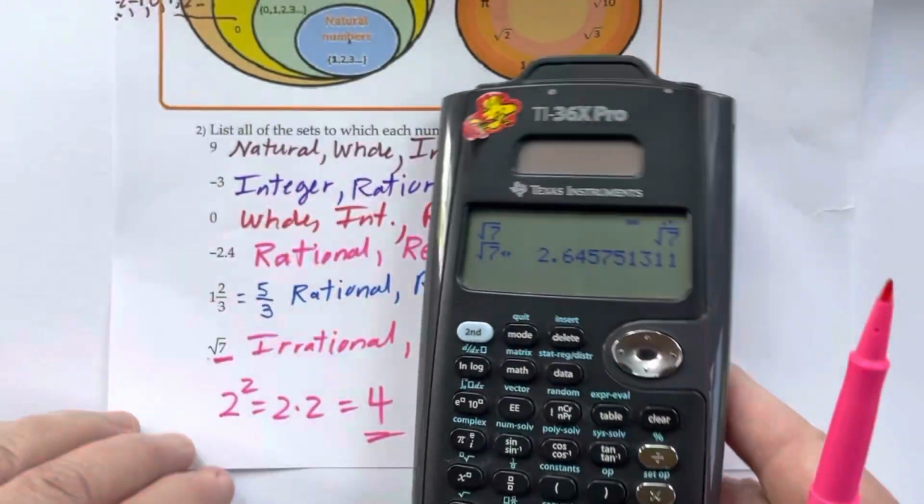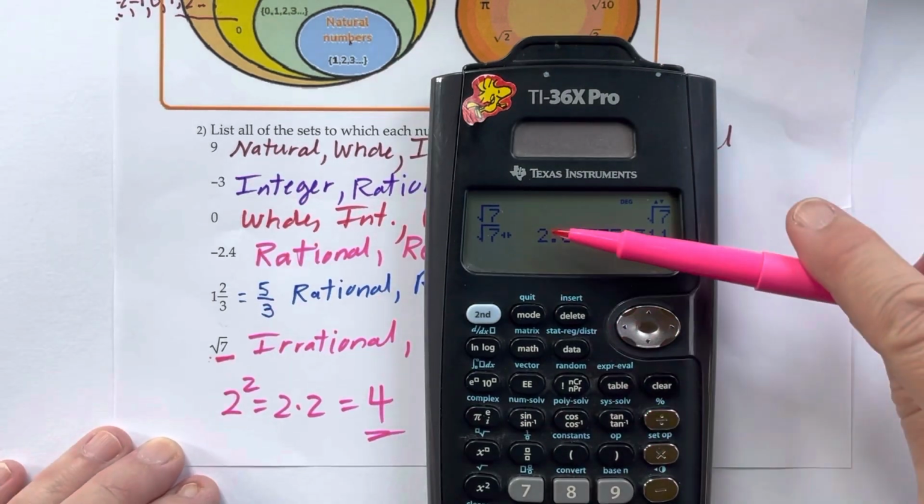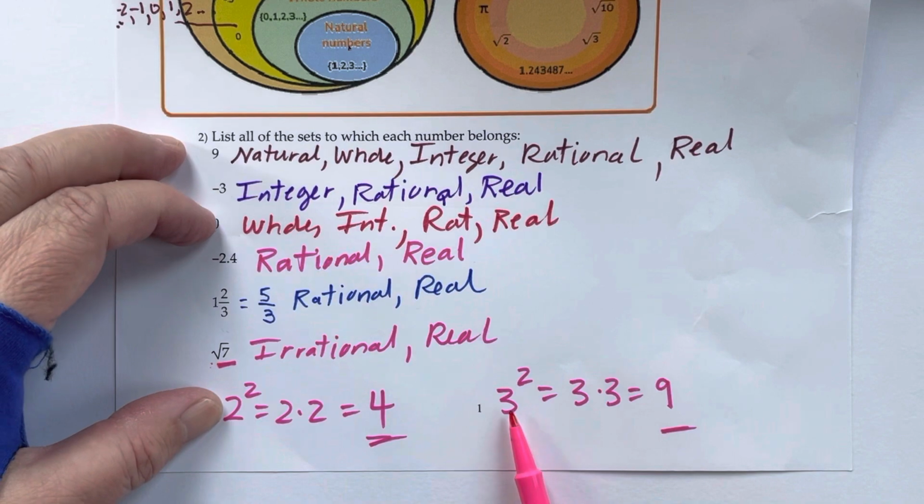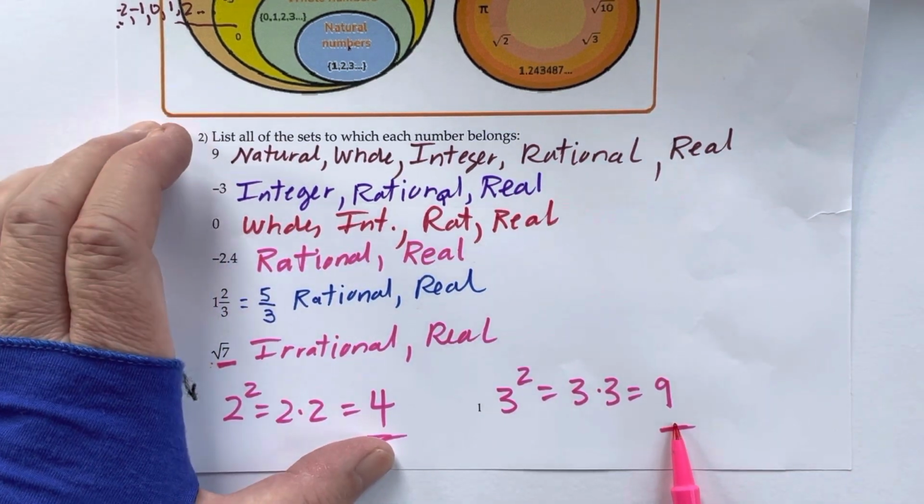Let's try it on our calculator just out of curiosity. We did that. We got 2.6, all right, which is what we would predict, that it would be between the square root of 4 and the square root of 9.